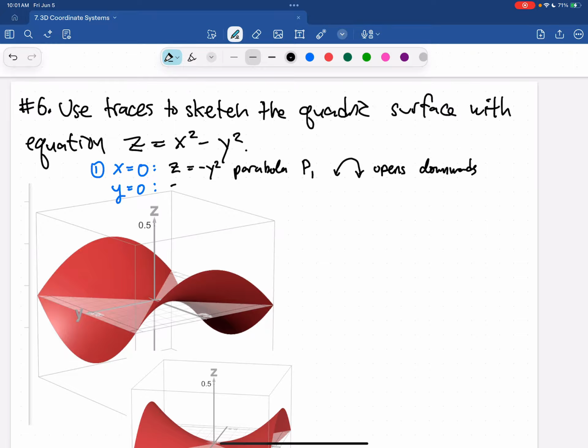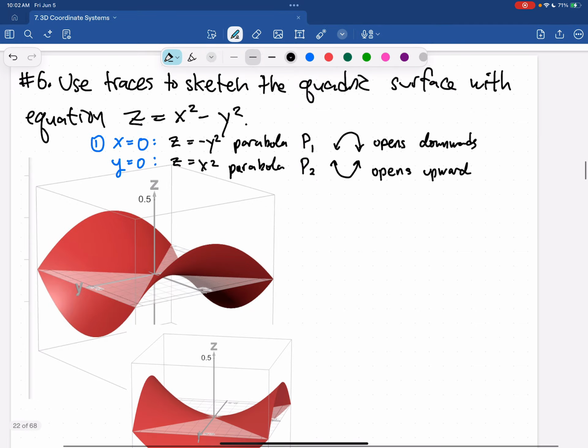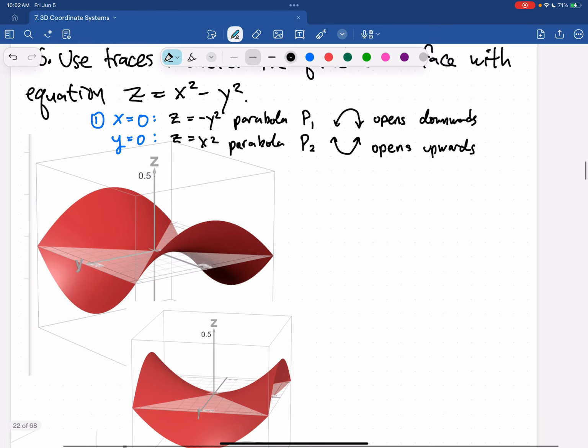Then when y is 0, we get that z is equal to x squared. That's the equation of another parabola. We'll call that one P2, and we can think of that one as opening upward. It's a positive coefficient in front of the x squared. Okay, and now that we've got our two parabolas, maybe I'll sketch them on top of the finished shape here to give you a sense of what's going on.